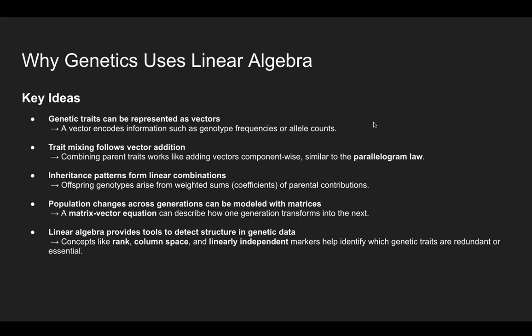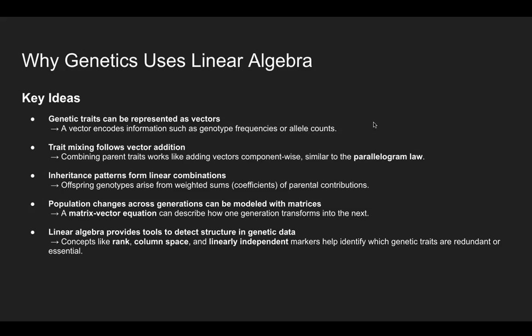Why genetics uses linear algebra? Key ideas are that genetic traits can be represented as vectors. A vector encodes information such as genotype frequencies or allele counts. Trait mixing follows vector addition. Combining parent traits works like adding vectors component-wise, similar to the parallelogram law. Inheritance patterns form linear combinations. Offspring genotypes arise from weighted sums of parental contributions.